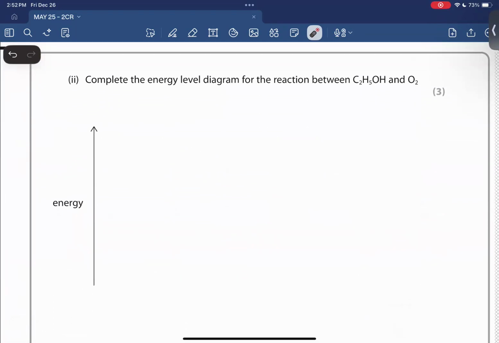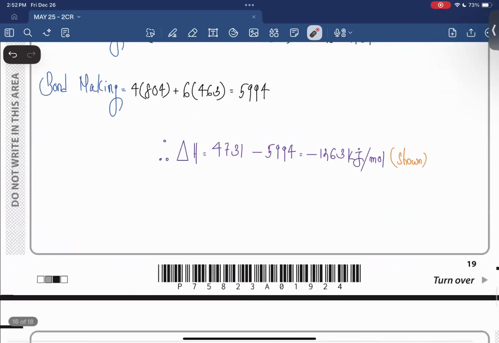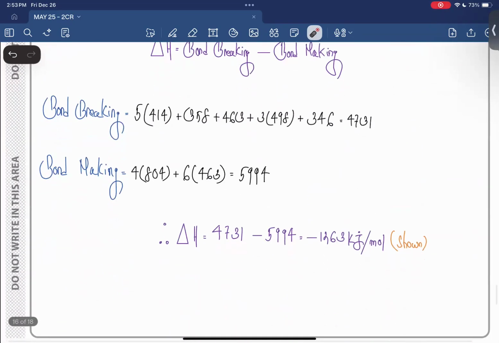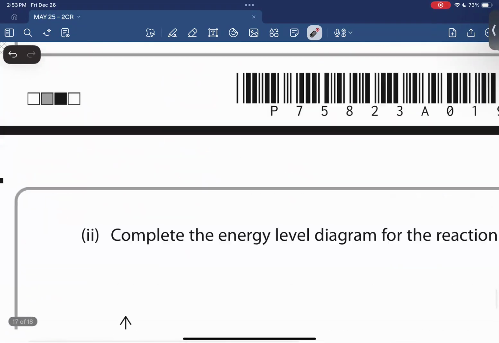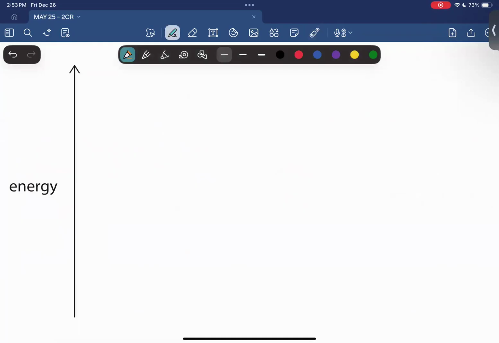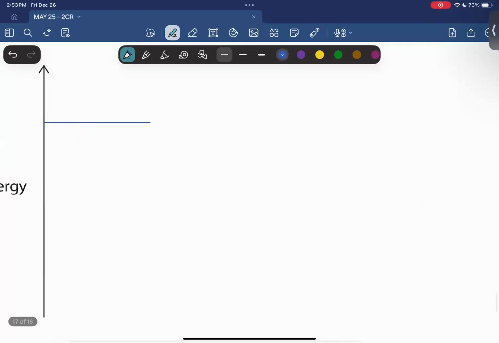It says to complete the energy level diagram for the reaction between these. So delta H is what? Delta H is negative, right? So this represents that the reaction is exothermic. So this should be your reactants, and over here should be the products.